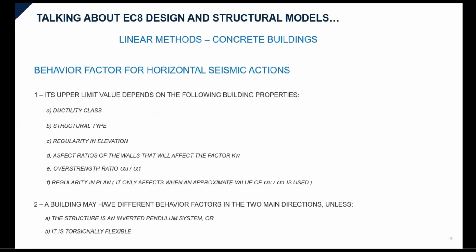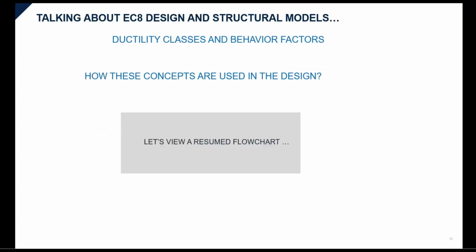On the other hand, the behavior factor we are going to calculate is a limit value that depends significantly on several properties: the ductility class, as we have seen, the type of structural system, regularity and height, the aspect ratios of the walls which affect the kW factor, the overstrength factor, the alpha U over alpha 1 ratio, and also the regularity in plan, which only applies when we are in the approximate domain of alpha U over alpha 1. A structure can have different behavior factors in the two different directions, unless the structure is an inverted pendulum or a torsionally flexible structure. The question now is how all these concepts are used in our design.